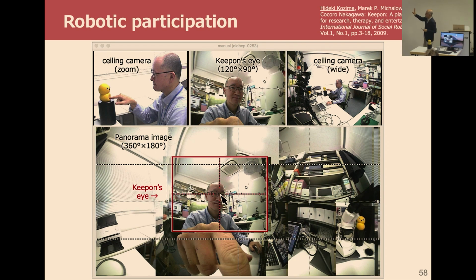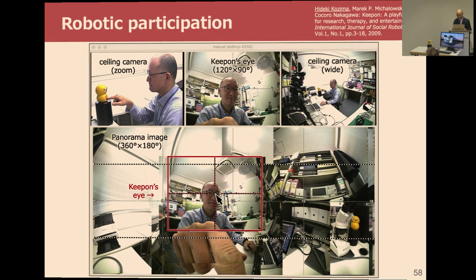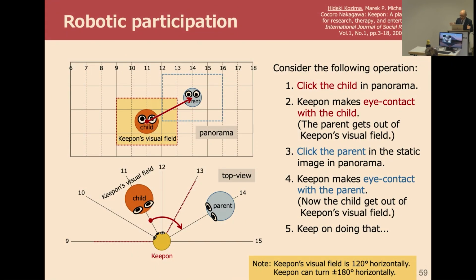So in the panorama image, this portion is updated in real time, but the other part is just the trace of the past images. So maybe 3 seconds ago or 10 seconds ago, Keepon turned to that direction, and it leaves that image over here. It's really interesting and functional for making robotic participant observation.